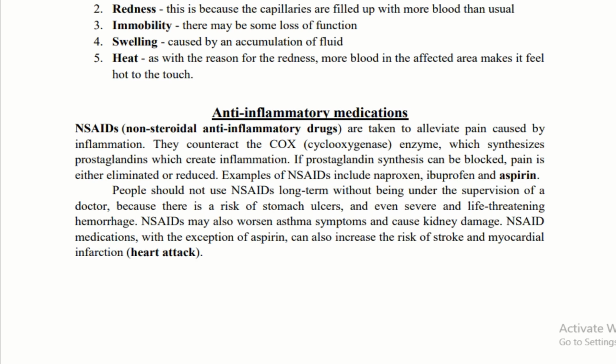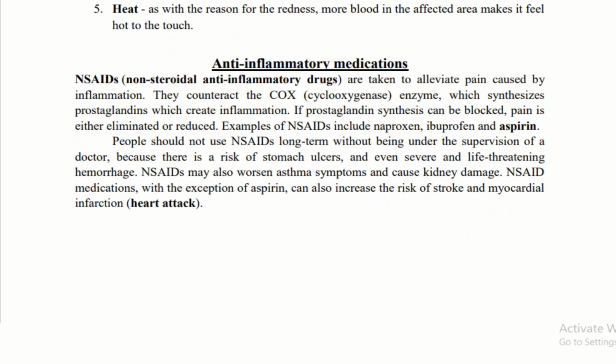People should not use NSAIDs long term without being under the supervision of a doctor because there is a risk of stomach ulcer and even severe and life-threatening hemorrhage. NSAIDs may also worsen asthma symptoms and cause kidney damage. These medications, with the exception of aspirin, can also increase the risk of stroke and myocardial infarction, also known as heart attack.